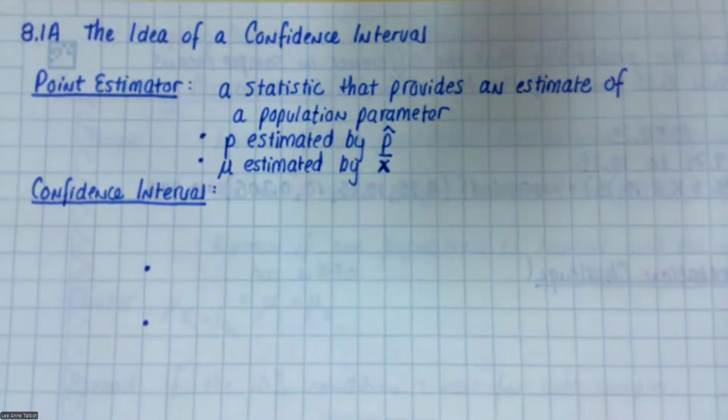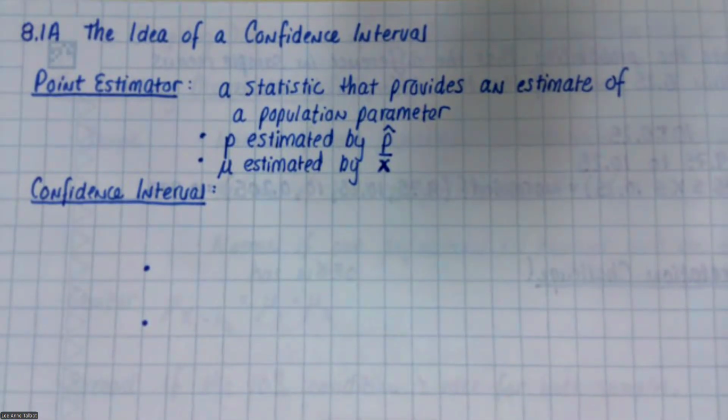And then mu estimated by X bar. Okay, let's stop here. For some reason, this was one of the most challenging bits of chapter 7. I'm not sure why. You guys can tell me, but that little tiny bit right there was really, really confusing for people.